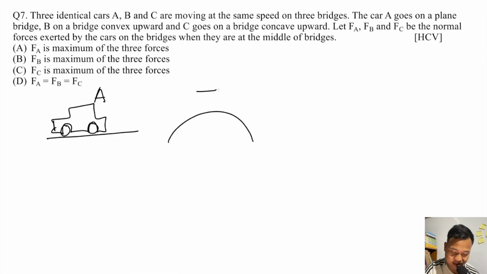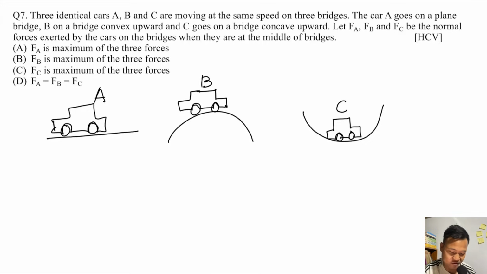So this is car B. Car C is on a concave upward. Okay, the question is FA, FB, FC are normal forces exerted by the cars on the bridges.